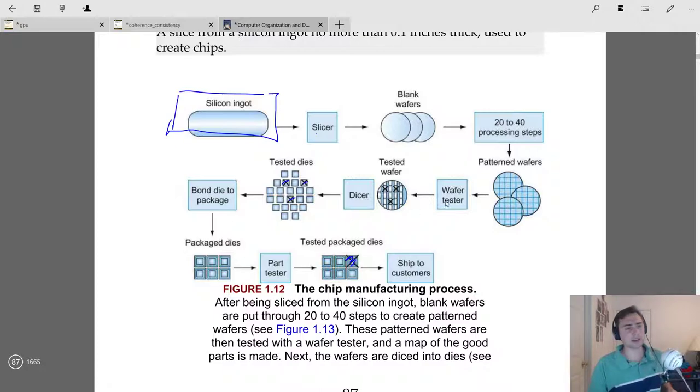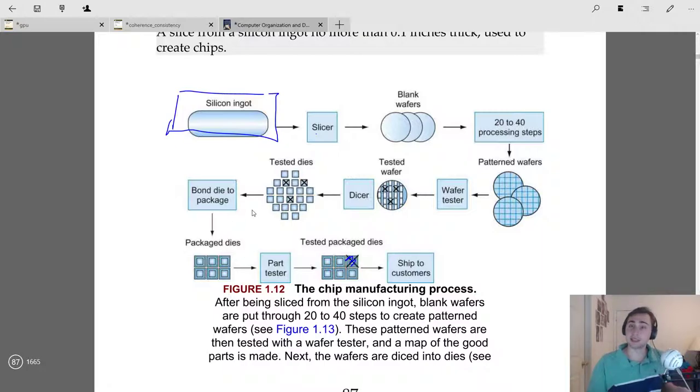Then we have a wafer tester. We want to test which parts of the wafers have some flaws inside of our manufacturing steps. So we'll test this, split it up with a dicer, and then we'll have these tested dies. We'll throw out some of these dies that had problems.